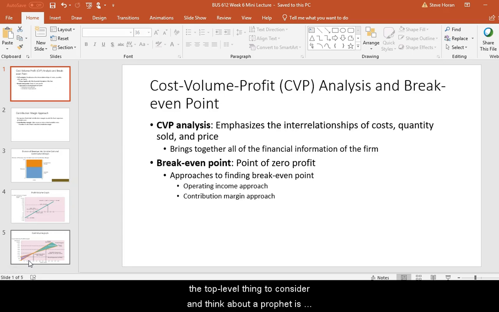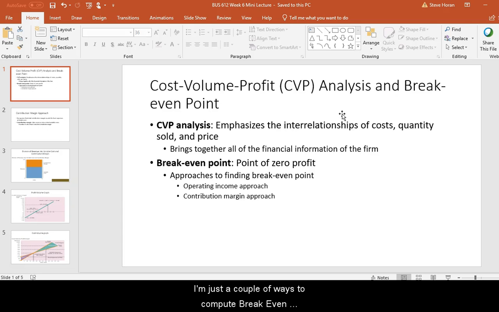So CVP, called cost, volume, profit, is really about the relationship between the variable cost of something and the profit that's left over. And break-even point, if you haven't heard of that, and I have a separate video that talks about break-even point specifically, is basically that point where costs and revenues are exactly the same. So we don't have income or loss. We have revenue and expense that are exactly the same number.